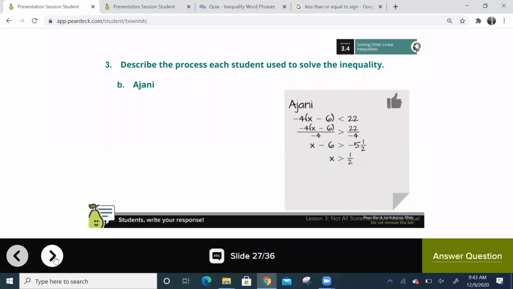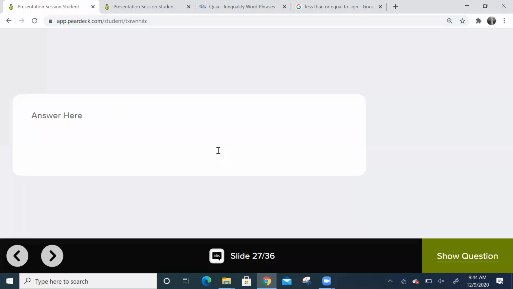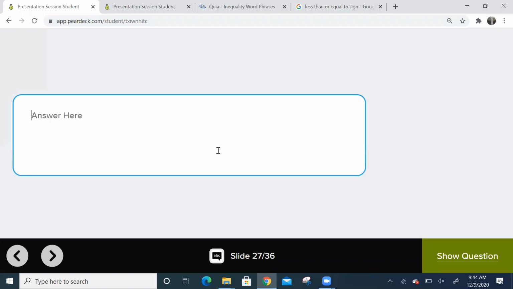Johnny, so Johnny divided both sides by -4 to remove the parentheses. Okay.